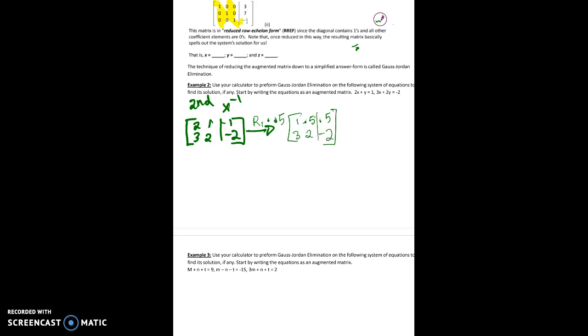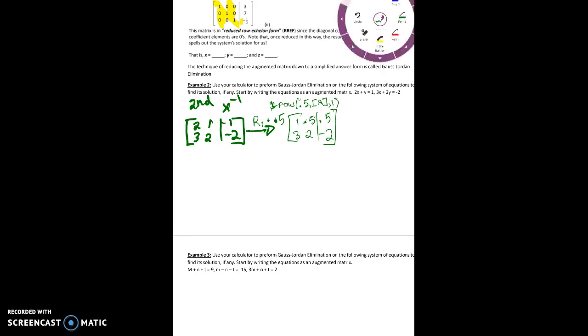Now, how did we plug that into our calculators again? We did the times row, and we wrote 0.5, comma, matrix A, comma, 1.